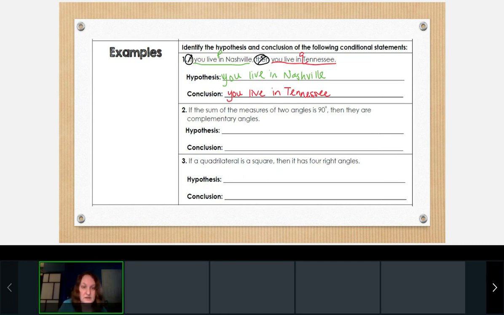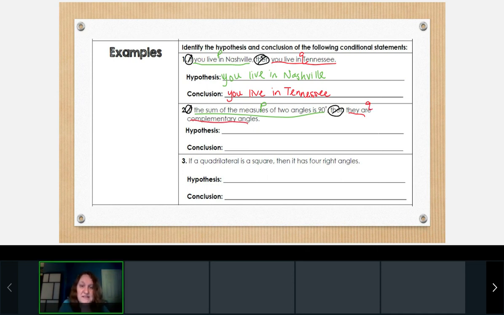Okay, so let's look at number 2. If the sum of the measures of two angles is 90, then they are complementary angles. Right? That's a lot. But we can write it. I'm not going to use the word if. It's just telling me where to look. So here's if. So right after if, all the way up to the word then, that's my P. And I'm not going to use the word then. That's just telling me where to look. Right after the word then, that's Q, my conclusion.